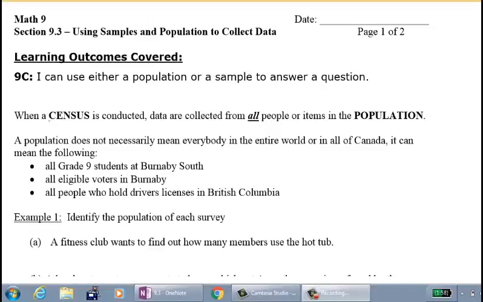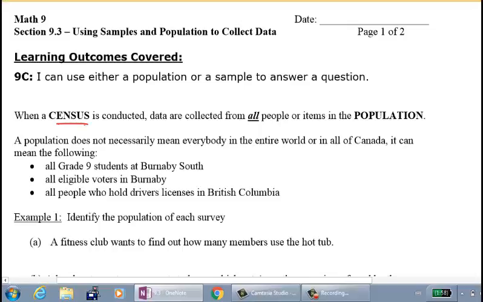Okay, it's back and it's section 9.3, and today I want to talk to you about how you can use a sample and compare that with the population to collect proper data. I don't know if you've seen this word before, but it's called a census. You might have heard it in social studies. But when a census is conducted, data is collected from all the people or items in the population.